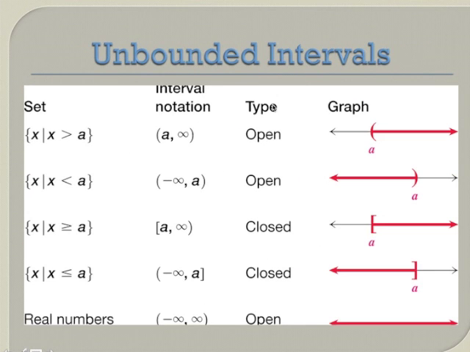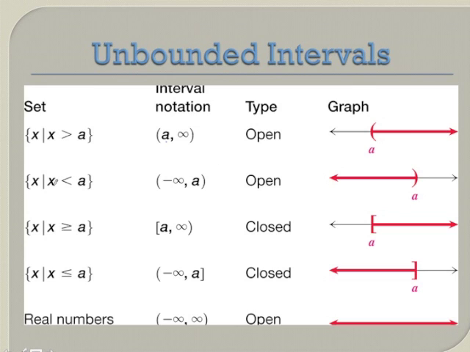But what do we mean by open and closed? Well, here we have the set. If we have the set of x such that x is greater than a, the interval notation would be parentheses a comma infinity. That means it starts, this is open, it starts just after the a and goes to infinity. Graphing it, we would start by putting a parentheses at a and going to the right.